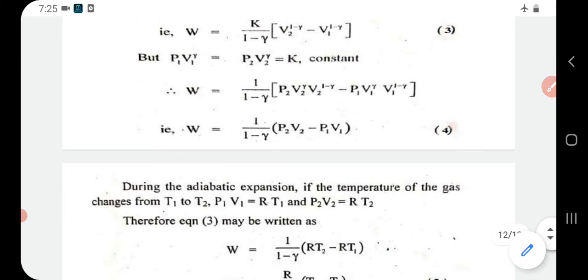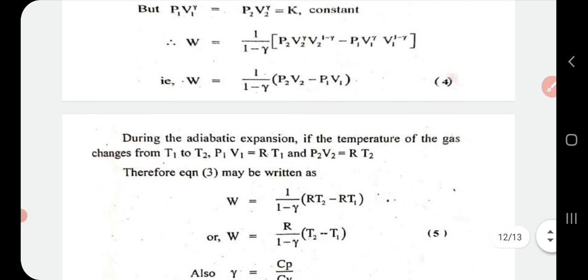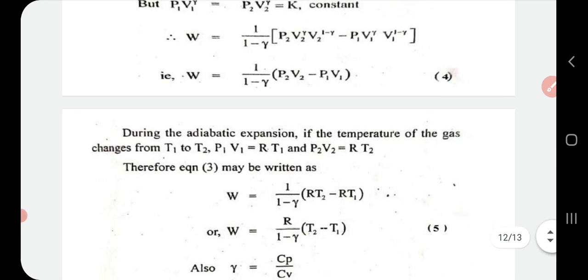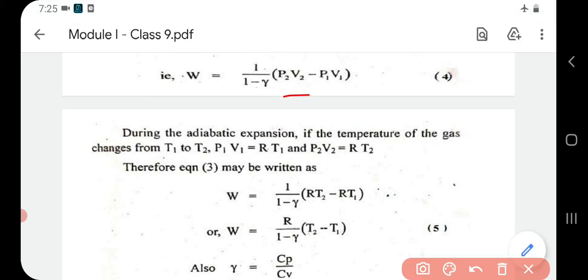You can just work it out on paper, then only you will be able to understand, because all these are simple calculations. Now again P2 V2, in place of that PV is equal to RT, ideal gas equation, right? So here P2 V2 is RT2, and P1 V1 is RT1. Okay, now R is taken outside, what remains is T2 minus T1.